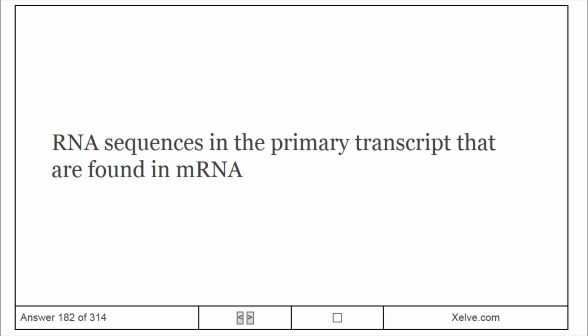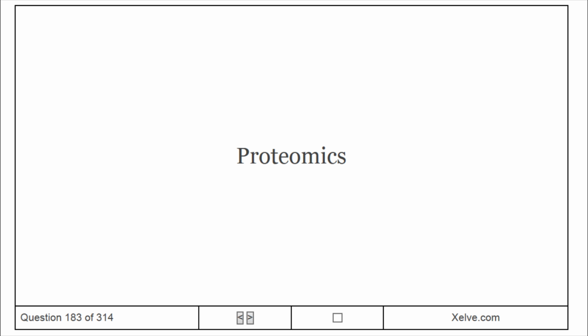Exons: RNA sequences in the primary transcript that are found in mRNA. Proteomics: the study of proteins.